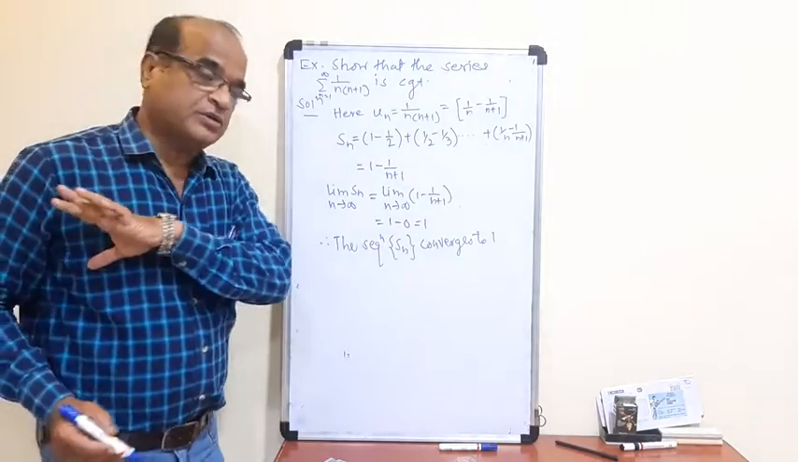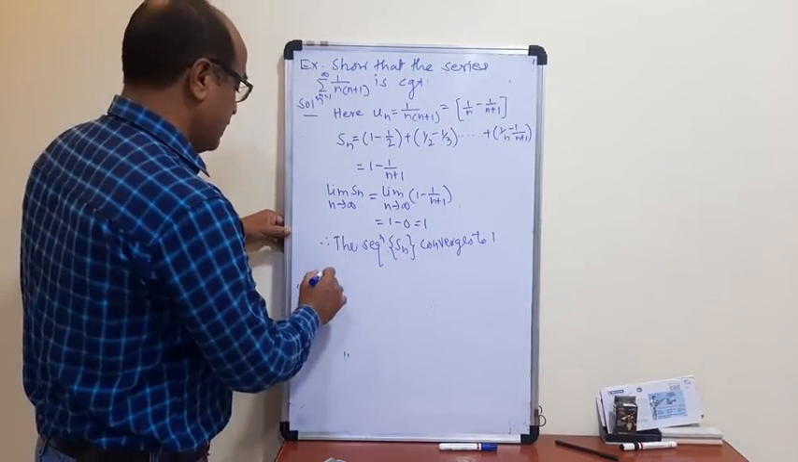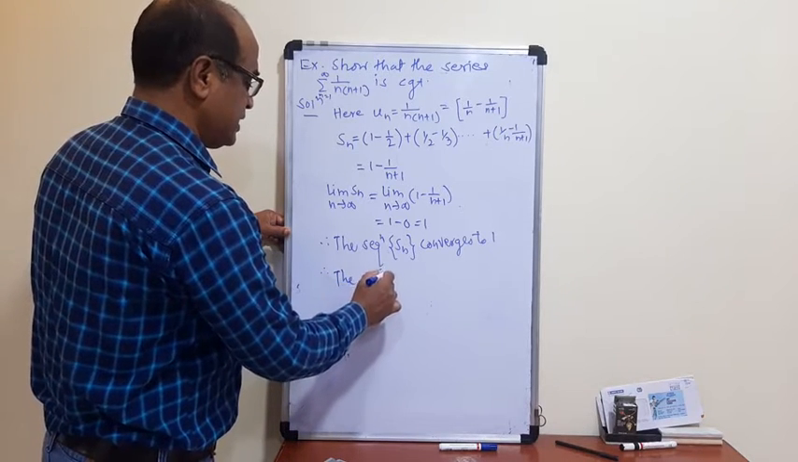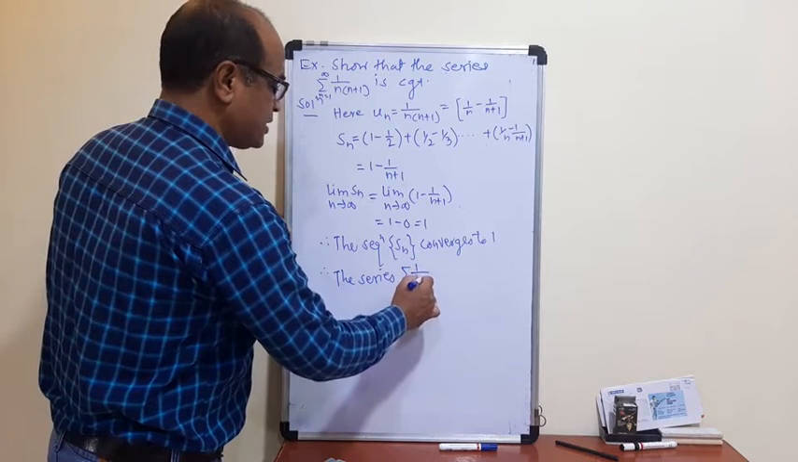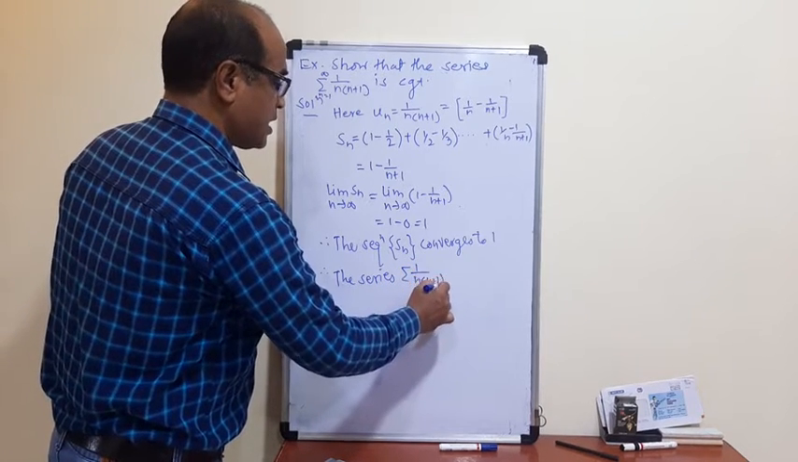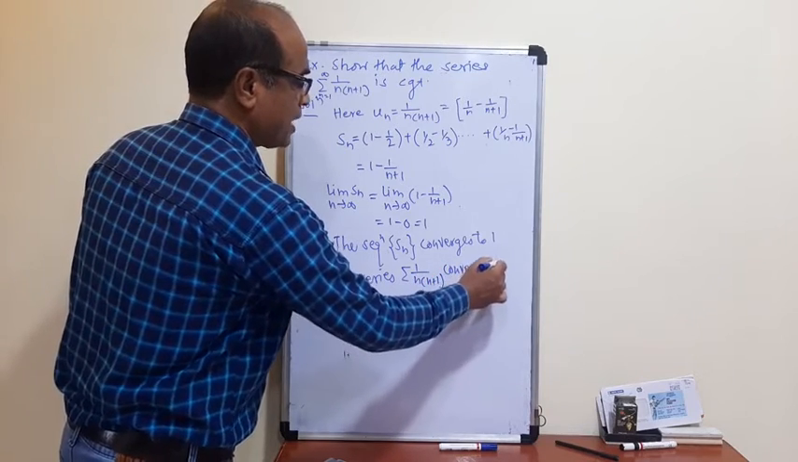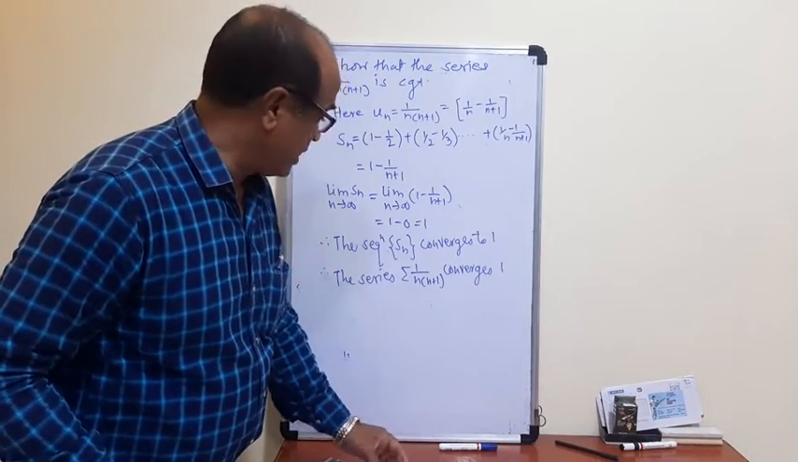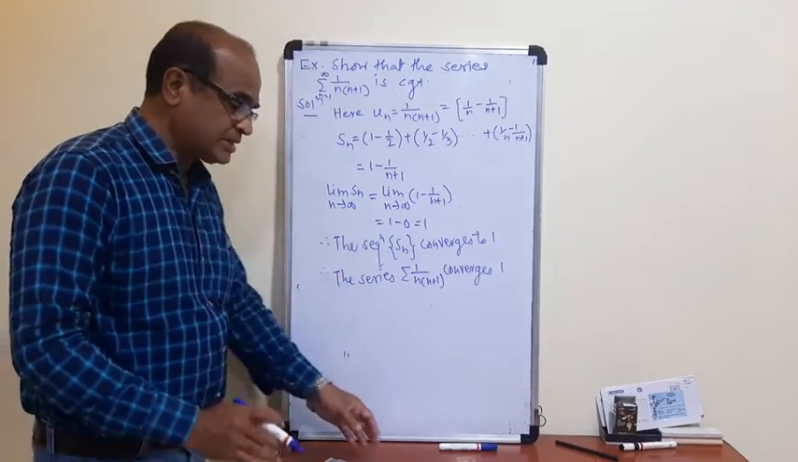Then by definition, the series summation 1 upon n into n plus 1 converges to 1 also. Hence the example. So very simple examples.